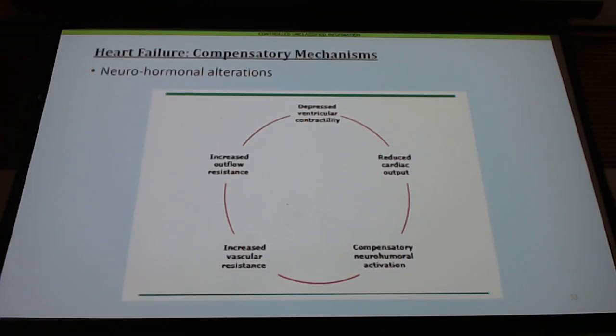And you can see what happens with this. So you have depressed ventricular contractility. So I'm reducing my cardiac output. That triggers that neurohormonal activation, which causes the secretion of endothelin 1, for example. That increases my vascular resistance. I increase my outflow resistance. That's then going to affect my cardiac output even more. And then that's going to trigger some additional neurohormonal activation. You can kind of see this spiral. And this could be a death spiral if you don't do anything about it.